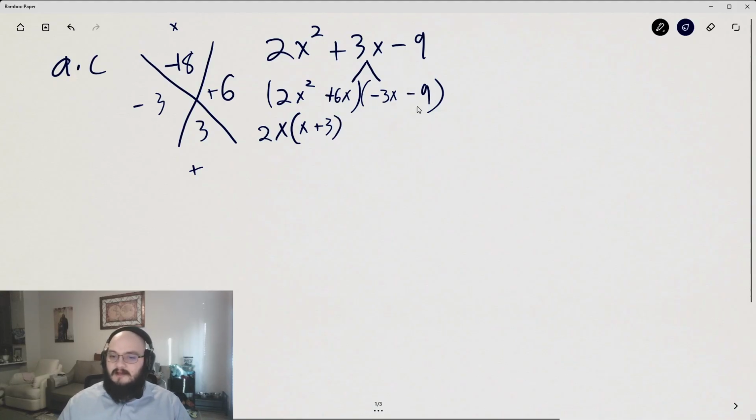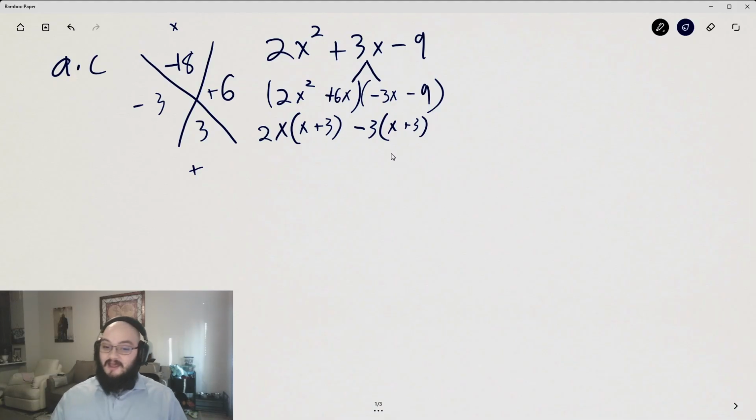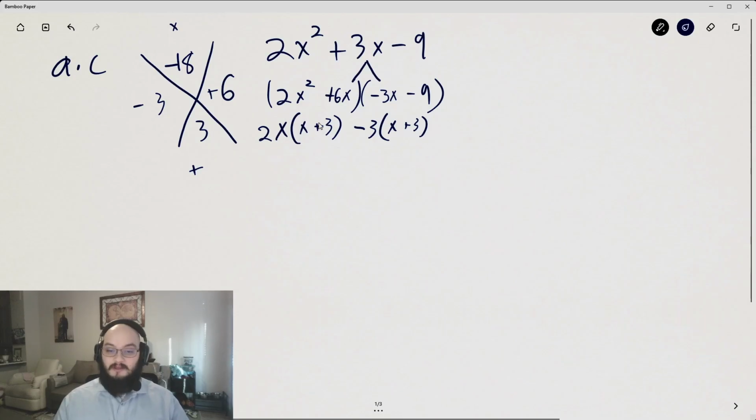What is the greatest thing I can factor out of this would be negative 3. So I'm going to have negative 3. Negative 3x divided by negative 3 is going to be x. Negative 9 divided by negative 3 will be positive 3. Once we get here, the thing to look for is, are the things inside the parentheses the same? If they are, then congratulations, you have factored correctly.